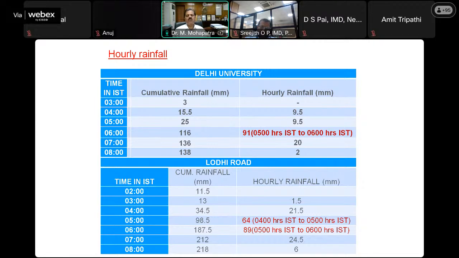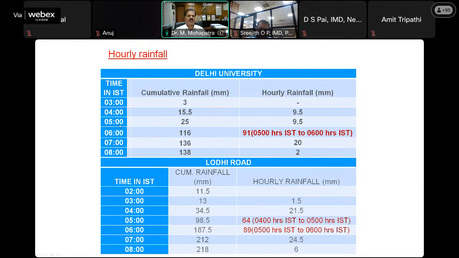Now, I have taken just two examples here. One is the Delhi University, another is the Lodi Road. So here is the hourly rainfall. 3 hours IST on the left-hand side indicates rainfall up to 3 hours IST. That means 2 to 3 rainfall. It was 3 millimeter cumulative, and there was no rainfall during that period. Then if I go to 3 to 4, rainfall was 9.5, and total became 15.5.